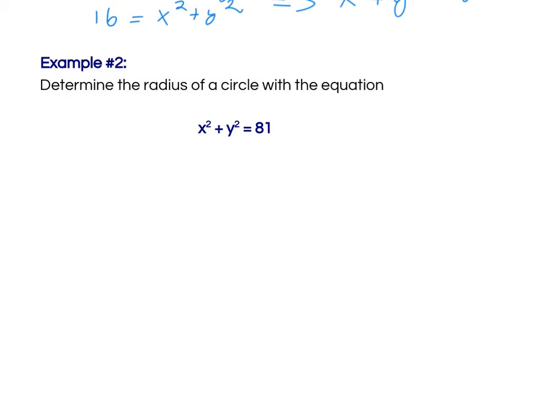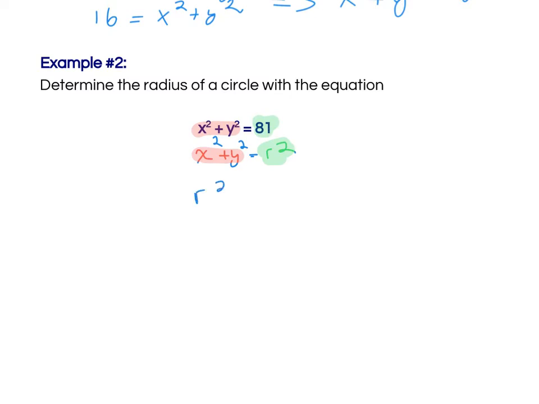So in example number 2, it says, determine the radius of a circle with an equation like this. Now, I'm going to point out a couple of common mistakes that I see once we work through this. So I know that the general equation for a circle is always x squared plus y squared equals r squared. Now, given this, that must mean, therefore, that r squared must be equal to 81. That's what that is really saying, right?